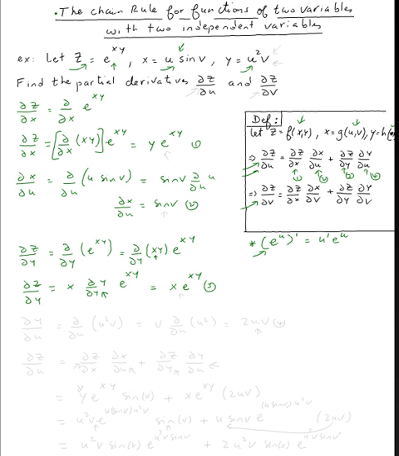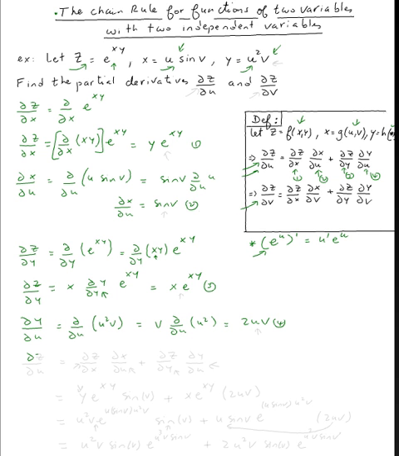So 4 is partial y with respect to u. Partial y with respect to u is equal to partial with respect to u of my y, which is right here, u squared v. Now remember, v is a constant, I can take it outside. So v times partial with respect to u of u squared, which is 2u. So v times 2u, or 2uv. So this is 4.